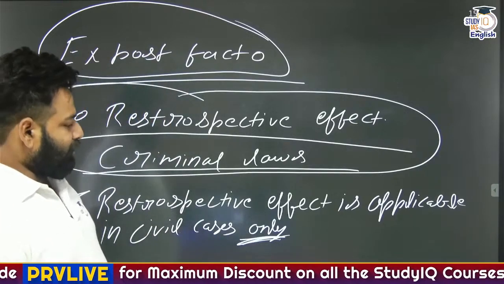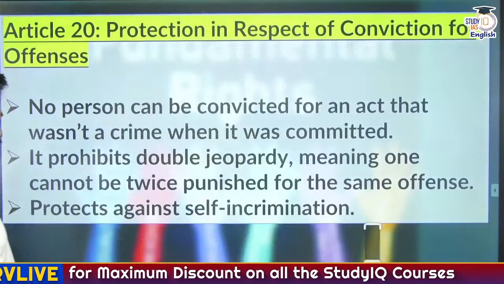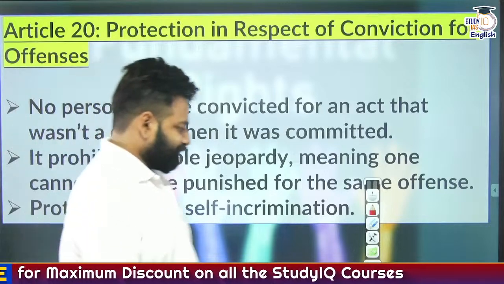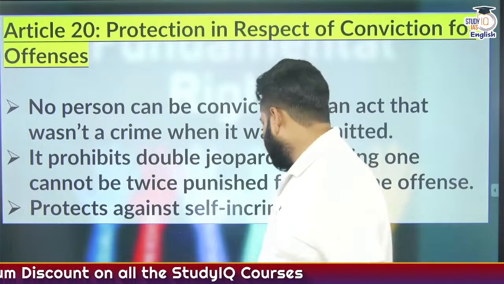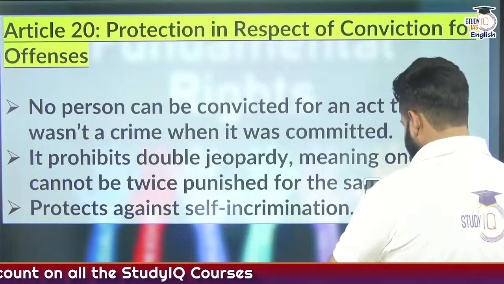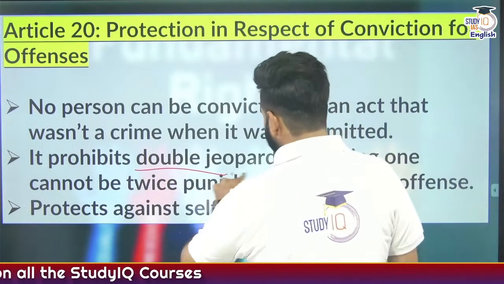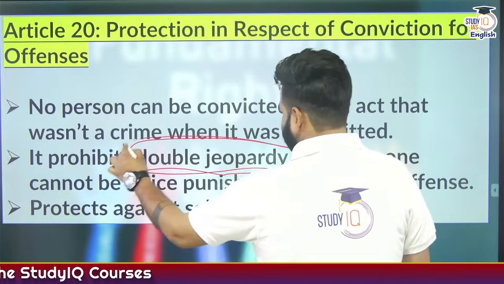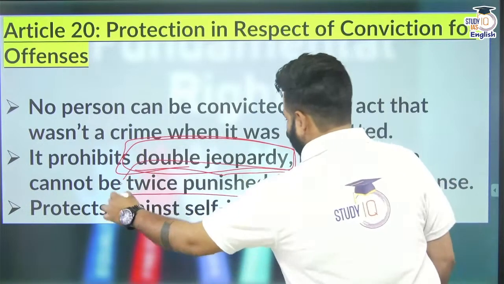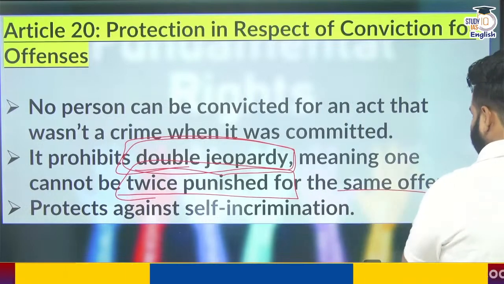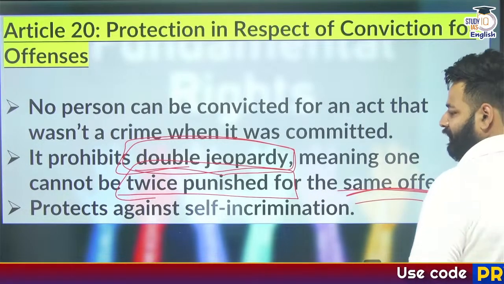Okay. Now, the other part of Article 20, what does it say? No double jeopardy. What is stated here? No double jeopardy. That is, no person shall be punished twice for the same offense.